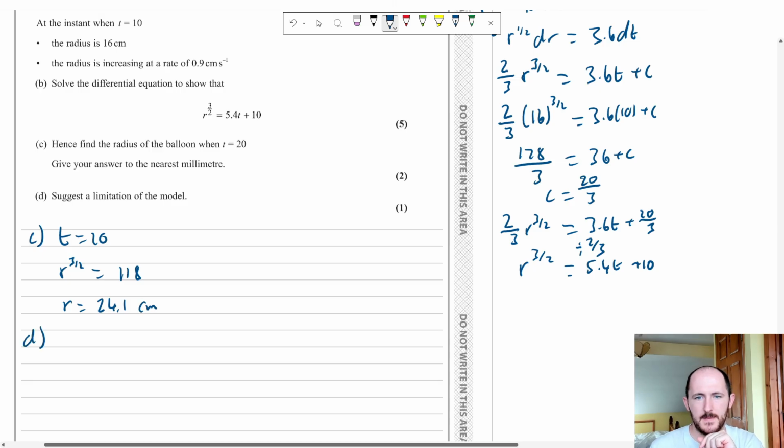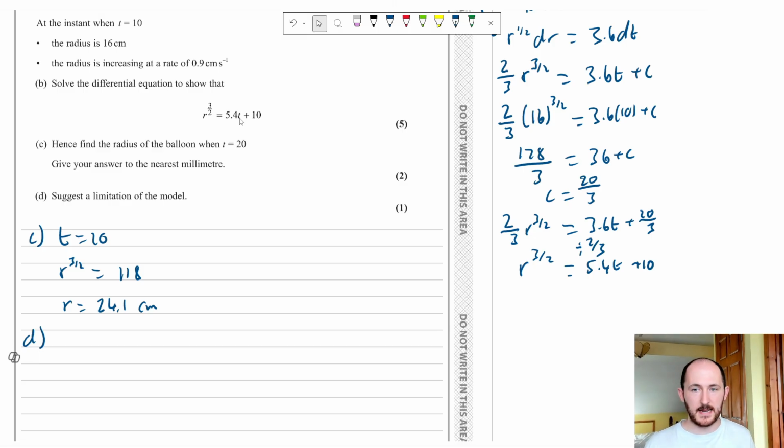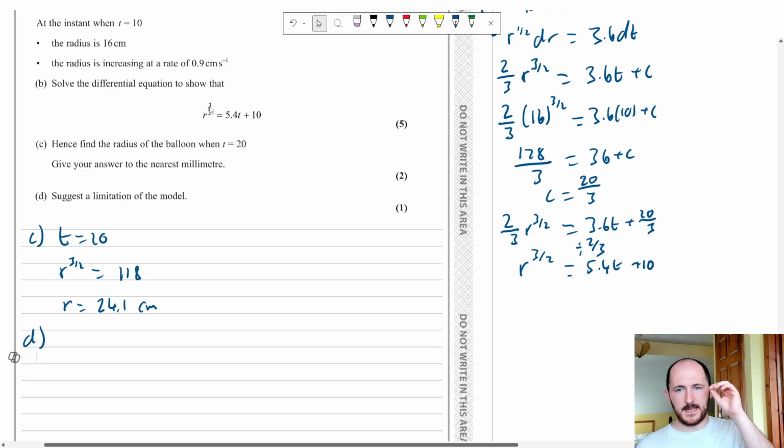And lastly, suggest a limitation. Well, if I have a look at this, this suggests that the radius of the balloon will just increase forever, right? Whenever you're finding a limitation, the best thing to do is find extreme values of stuff that you're subbing in. So if you're subbing in values for time, make time equal to 10,000. If you're subbing in for length, again, sub in length equals 10,000 and see what happens, see if it makes sense. In this equation, will the value of r ever level off?